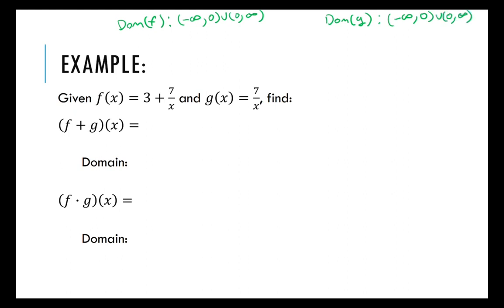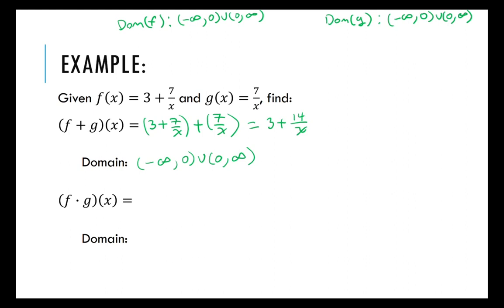Now we just need to add these things. 3 plus 7 over x, that's my function f, plus my function g. Since it's addition, we can just drop the parentheses, and then I have 3 plus 7/x plus 7/x. Combine like terms, I have a common denominator of x, that is 3 plus 14 over x. And the domain is the intersection of the domain of f with the domain of g, which is just going to give us exactly the same thing, since from negative infinity to 0, and then from 0 to infinity, where we exclude the 0, is exactly the same for both. That's the answer. So the domain here will be negative infinity, up to 0, excluding, union, excluding 0, up to infinity.